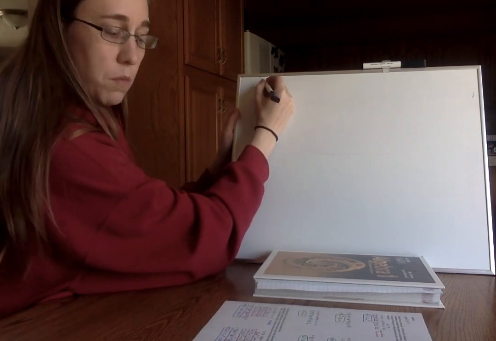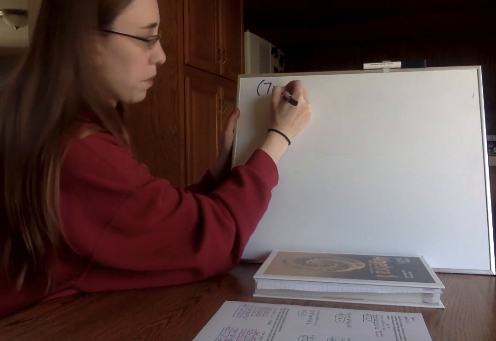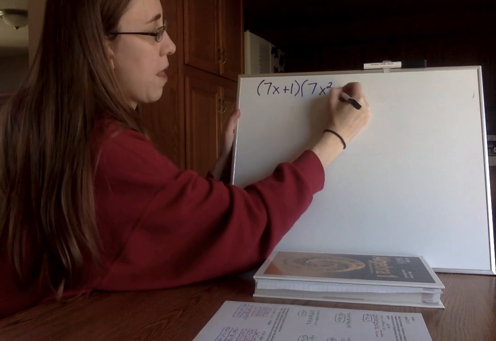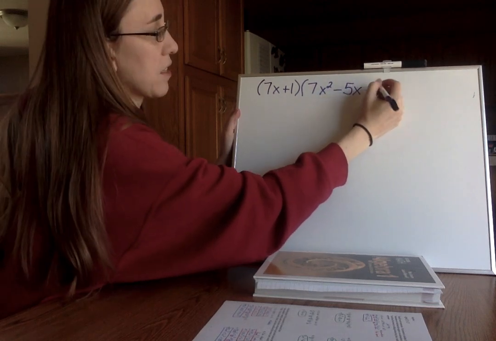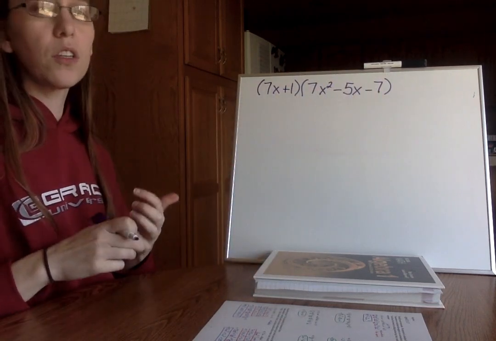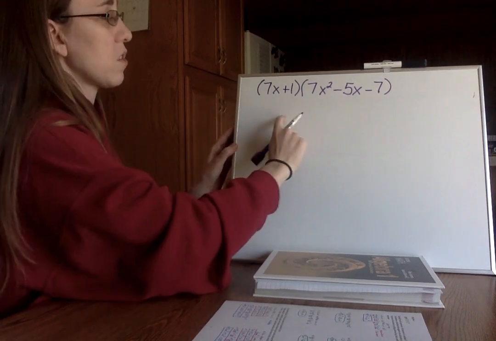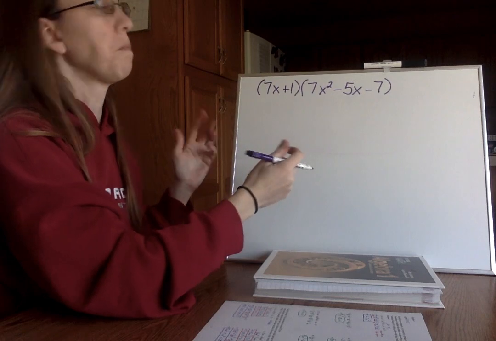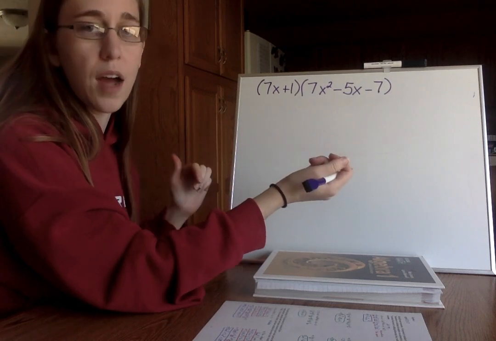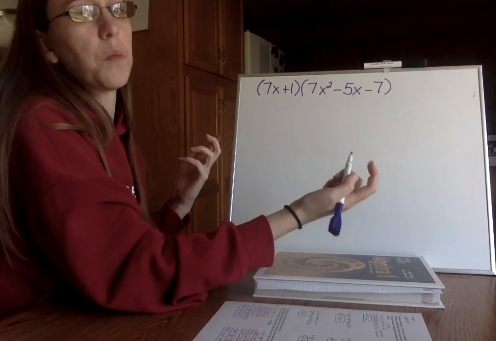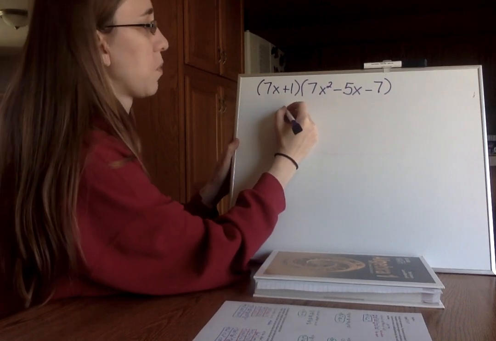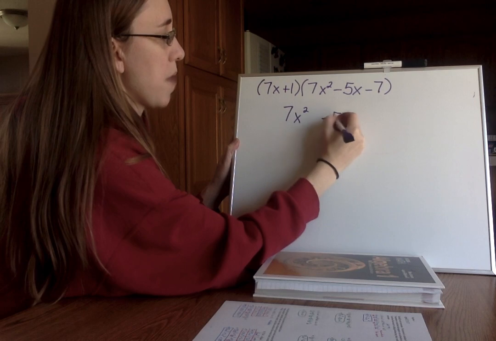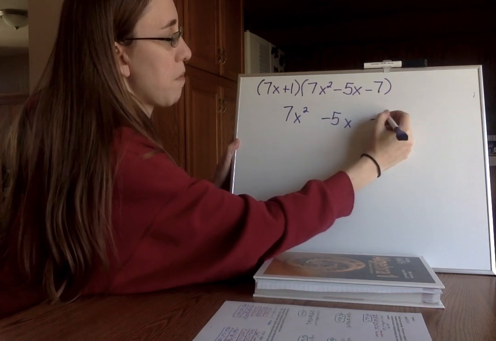So if I want to multiply 7x plus 1 times 7x squared minus 5x minus 7, what we're going to do is set up a table where one of these goes along the top and one goes down the side. It's kind of like matrix multiplication. I usually put the longer one on the top because when I'm writing on paper that saves me space, but it doesn't really matter which you put where. So 7x squared minus 5x minus 7.